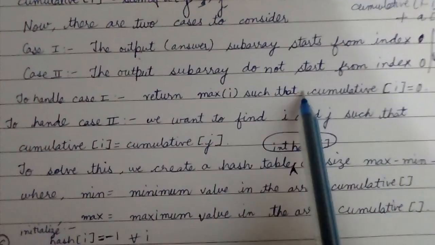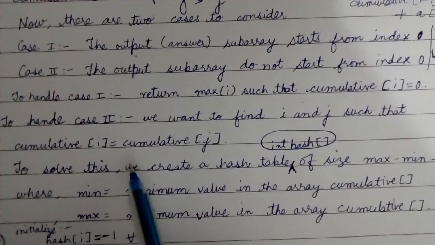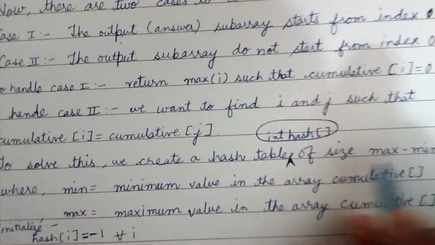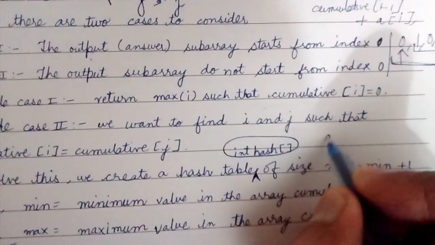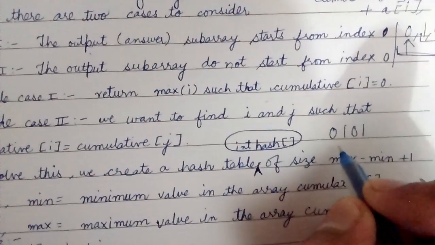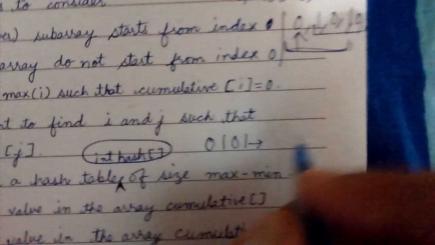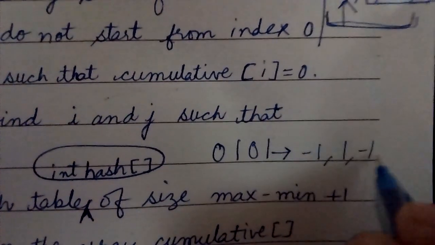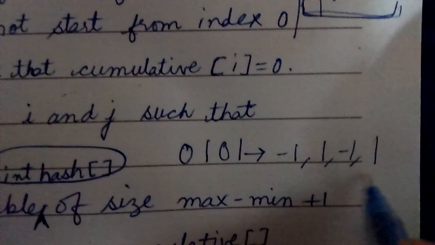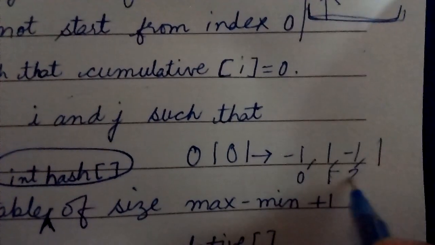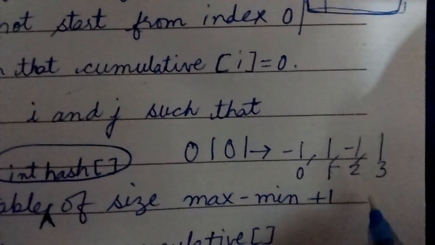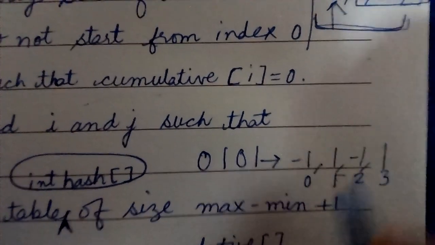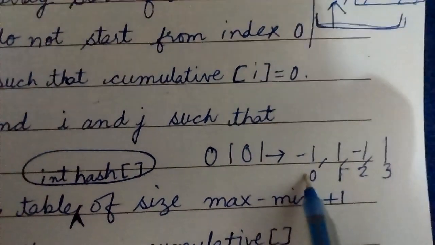Return max of i such that cumulative[i] equals 0. Let us see how this works. Let us say this is the array 0 1 0 1. So this gets converted into -1 1 -1 1. This is the 0th element, this is the 1st element, this is the 2nd element, this is the 3rd element. So cumulative[3] is equal to 0, and cumulative[1] is also 0. So this is a possible answer.